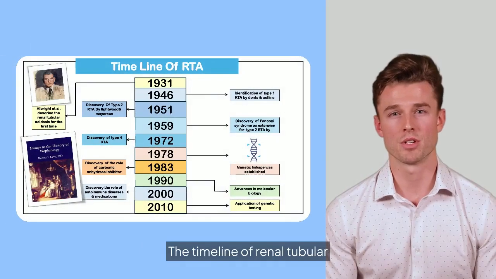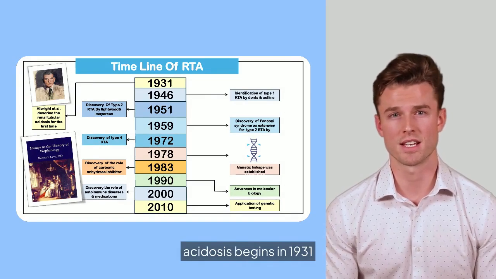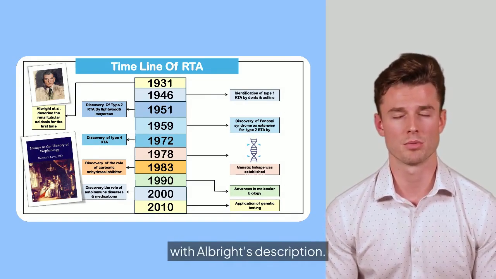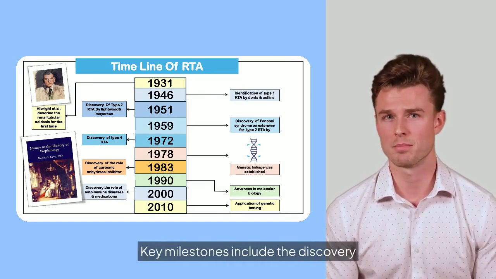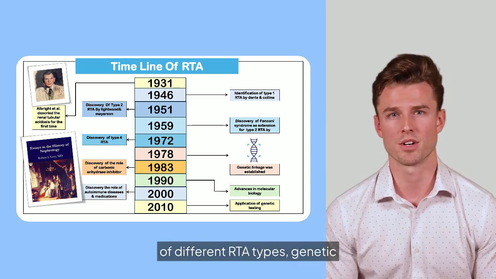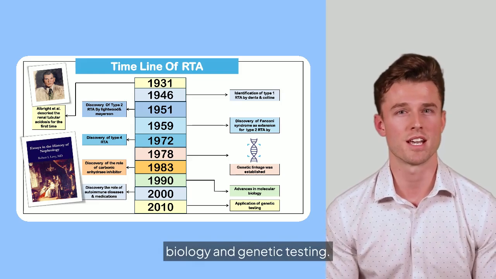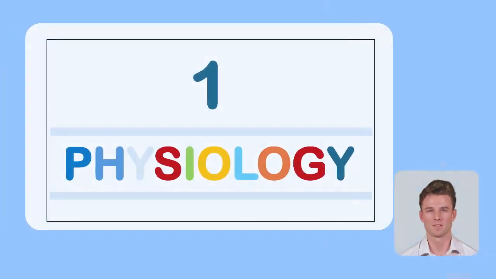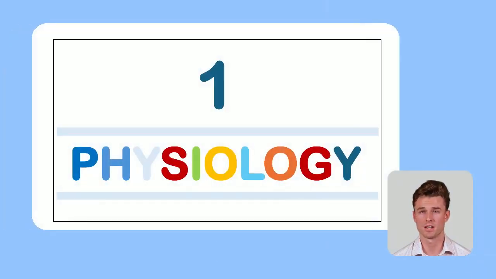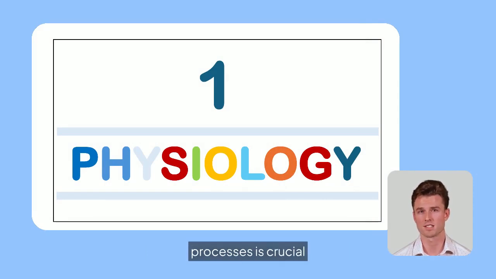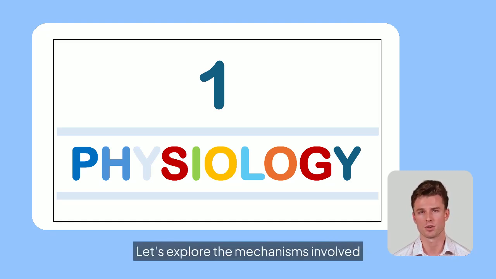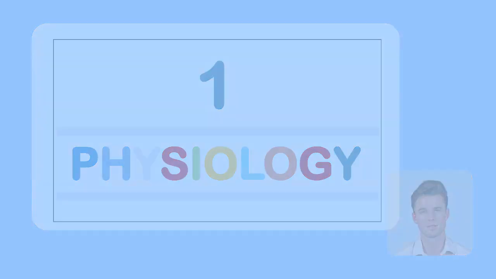The timeline of renal tubular acidosis, RTA, begins in 1931 with Albright's description. Key milestones include the discovery of different RTA types, genetic linkages, and advances in molecular biology and genetic testing. Section 1. Physiology. Understanding the physiological processes is crucial for grasping how renal tubular acidosis affects the body. Let's explore the mechanisms involved in normal renal function.